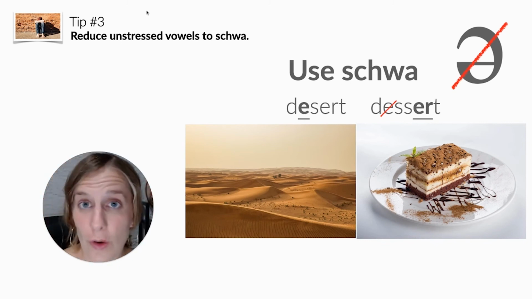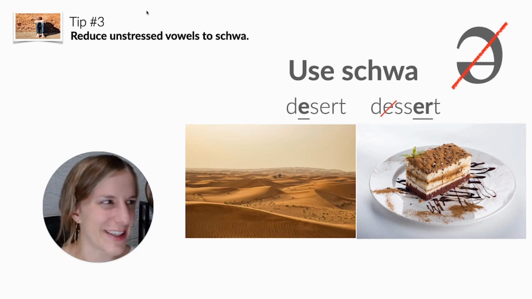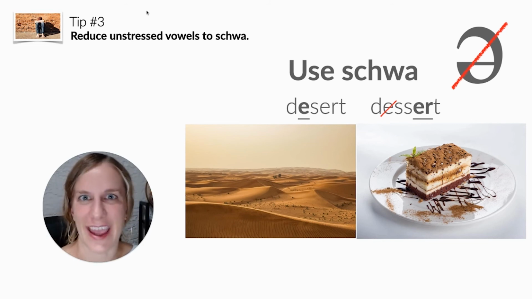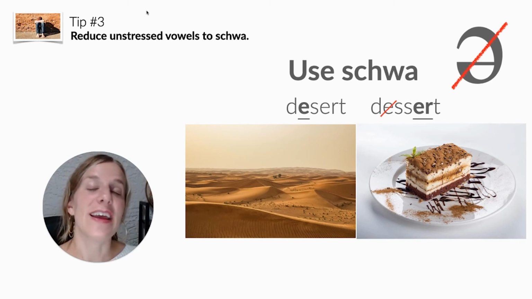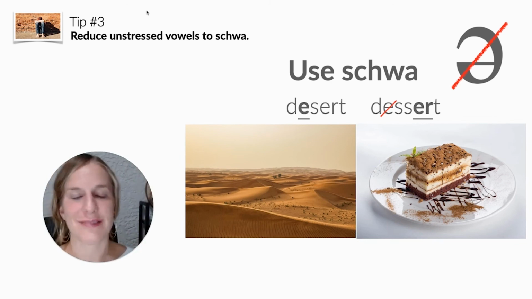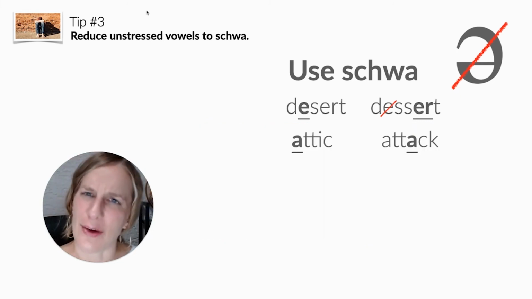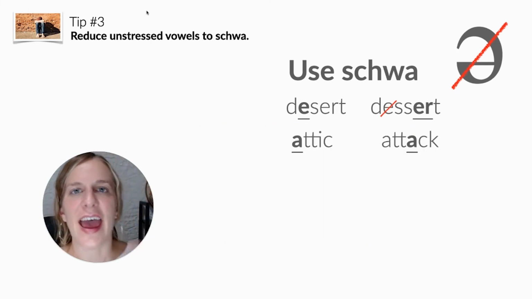So if you go and ask for a piece of desert, people might wonder, what? You're going to buy the Sahara Desert in Africa? But if you ask for a piece of dessert and you use that schwa sound, everyone will understand you much better.